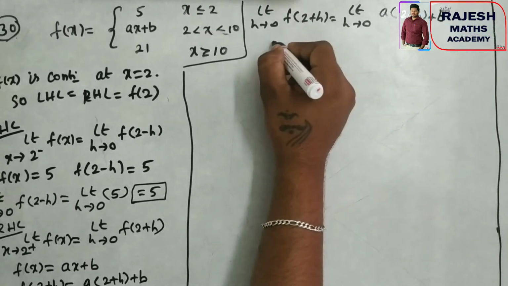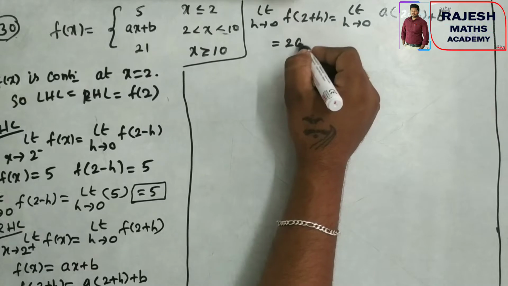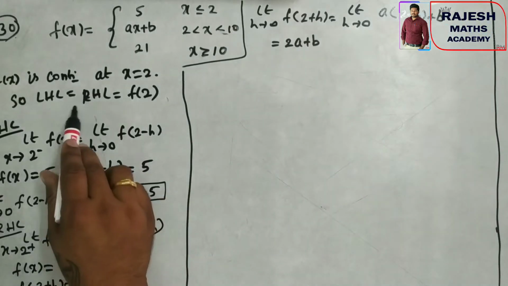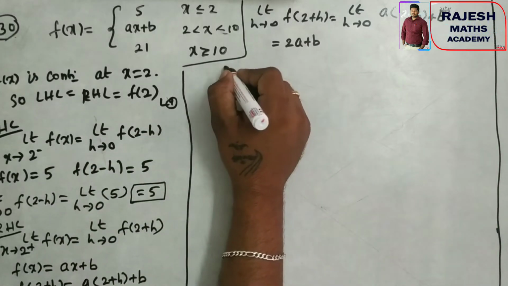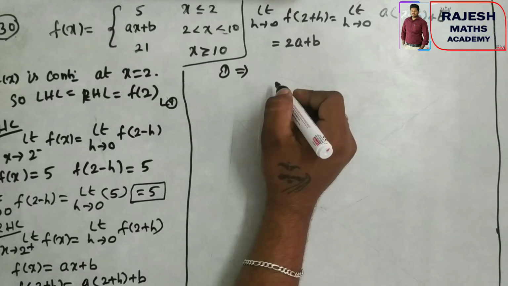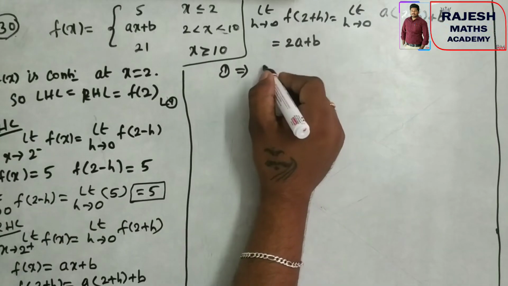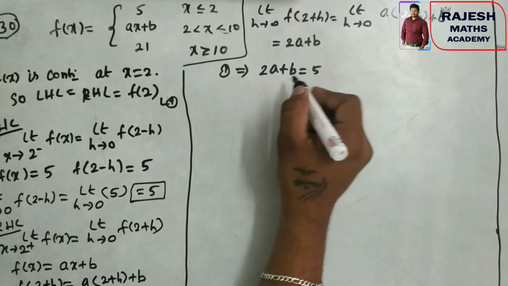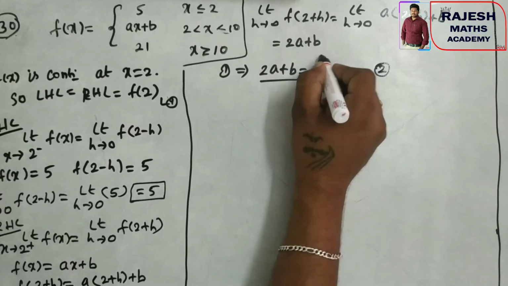So now applying the limit, what will come? H equal to 0, 2 into a plus b will come, that is 2a plus b. We know that LHL equal to RHL equal to f of 2. So from equation 1, we can equate this. LHL equals 5, RHL equals 2a plus b. So we will get 2a plus b equal to 5. This I can take as equation number 2.